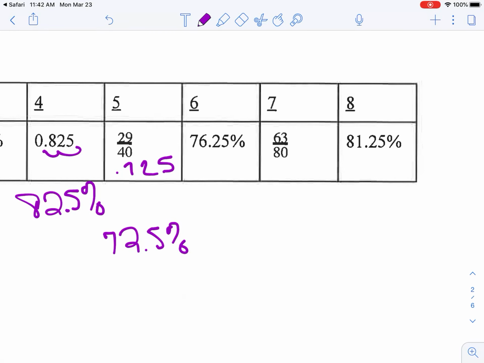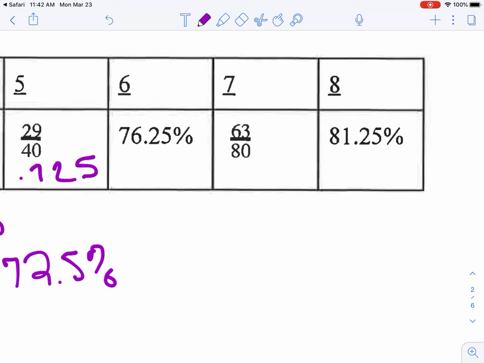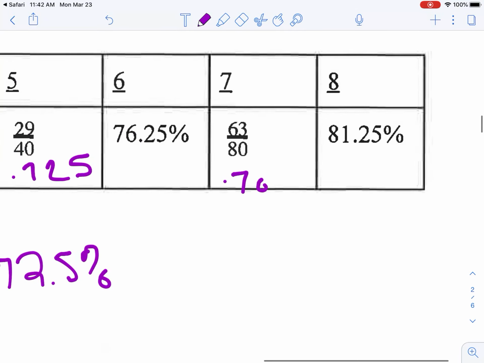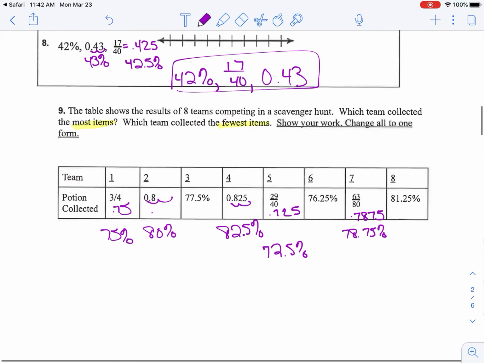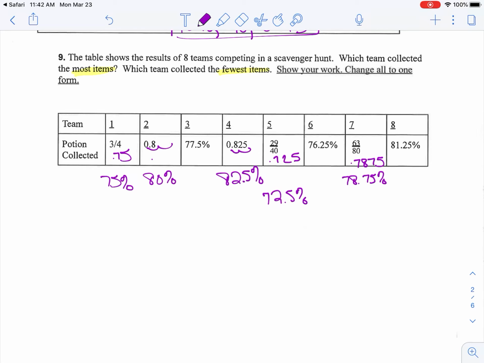The 7th one, 63 divided by 80. Again, I'm using my calculator. It says 0.7875, which is 78.75%. And number 8 is done for us.